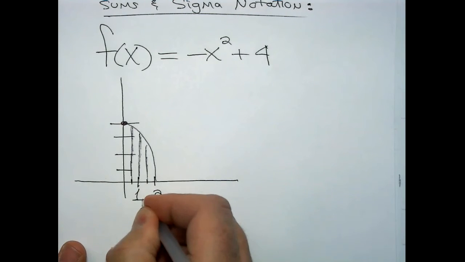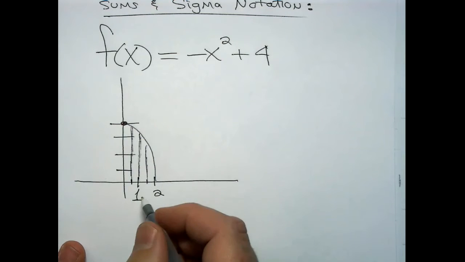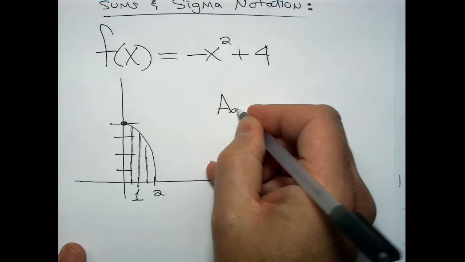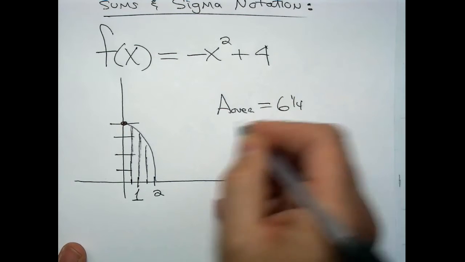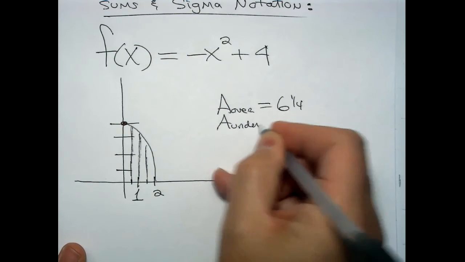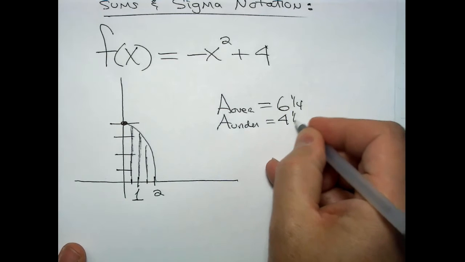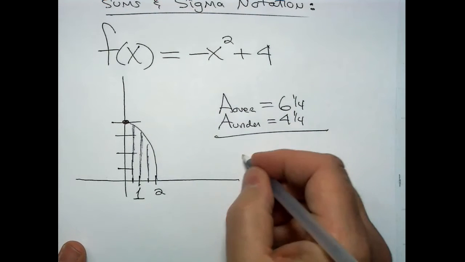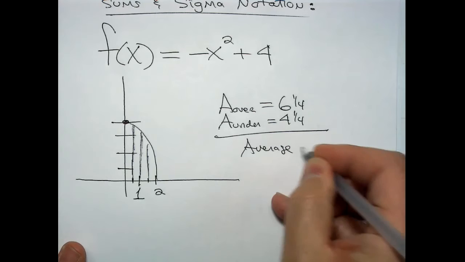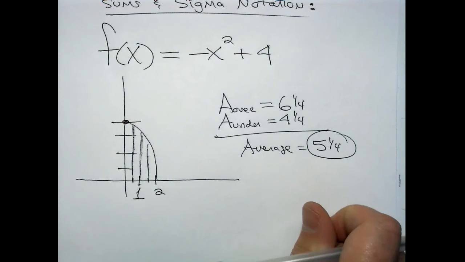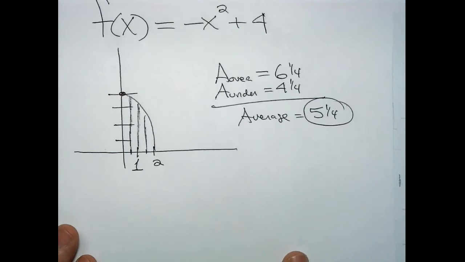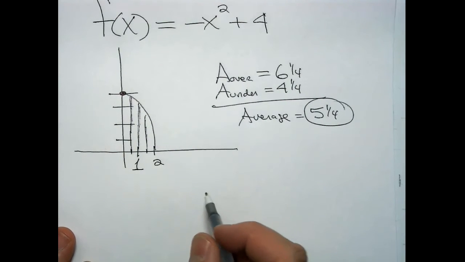You'll remember that we did an overestimate and an underestimate. The overestimate was 6 1/4. The underestimate was 4 1/4. The average, which is our best guess, was area 5 1/4. So right now that's our best guess, but I'd like to see if we can get an exact value.